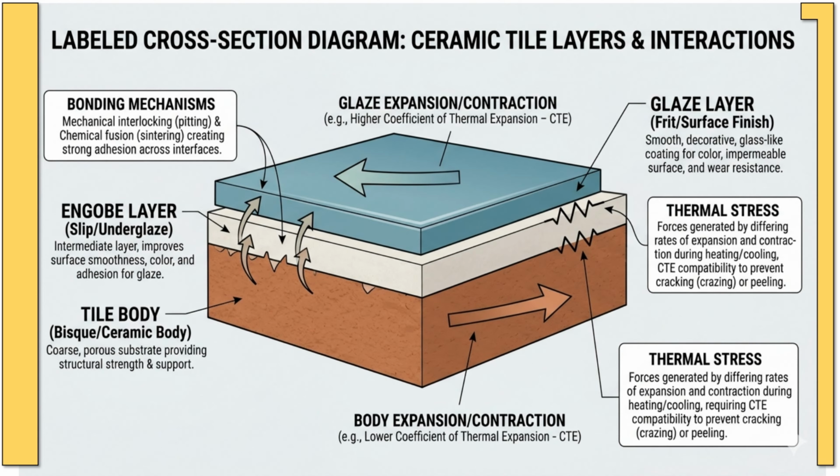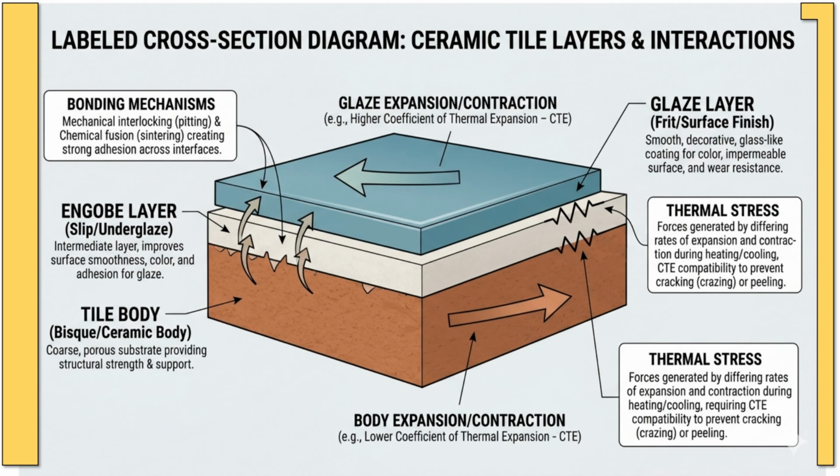Now let's discuss the bonding mechanism. So how do these layers stay together? There are two main bonding mechanisms. The first one is mechanical interlocking, where the layers physically grip each other. The second, chemical bonding, where the partial melting creates fusion between the layers. This happens mainly at the engobe interface. Why engobe balance matters? Now here's the most important point.